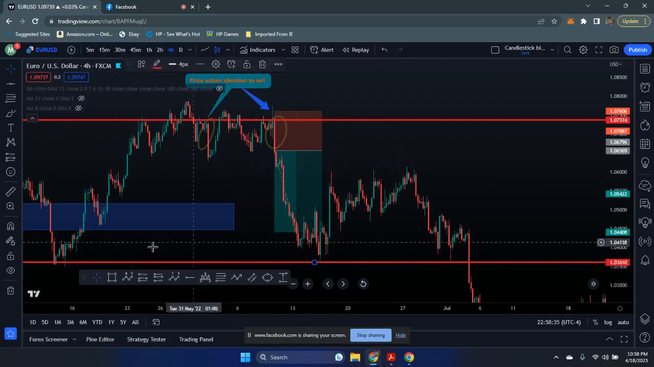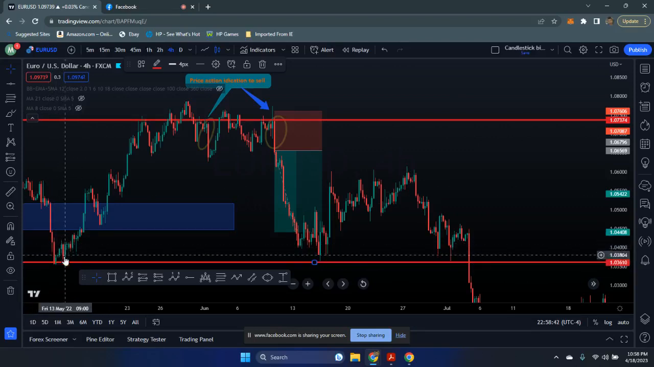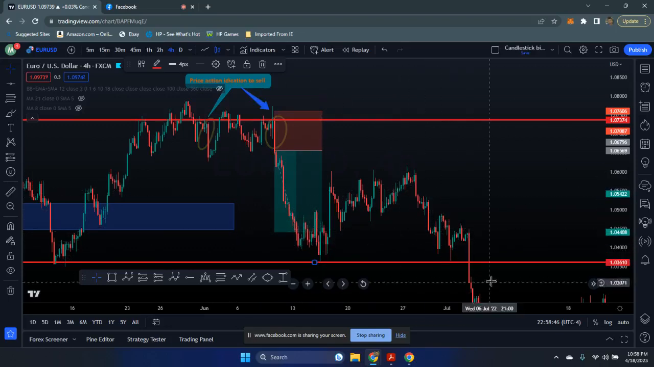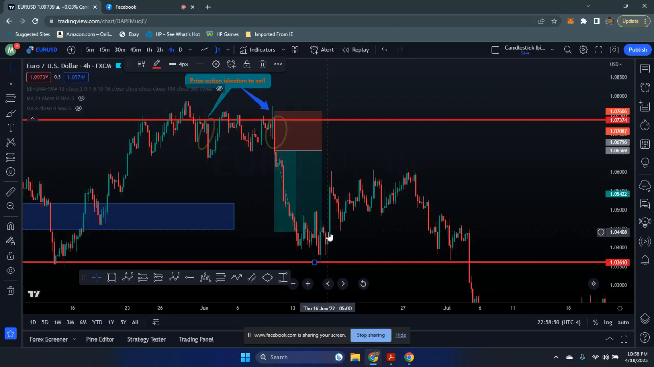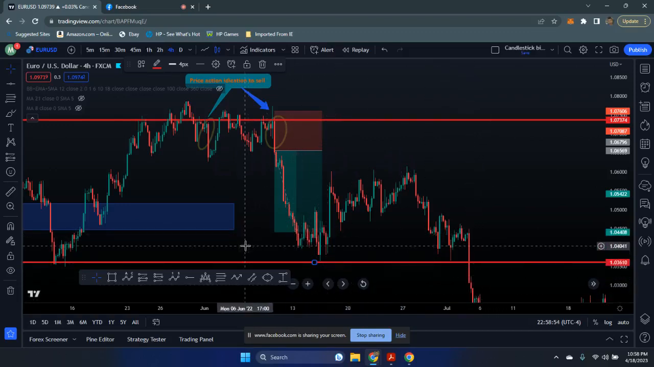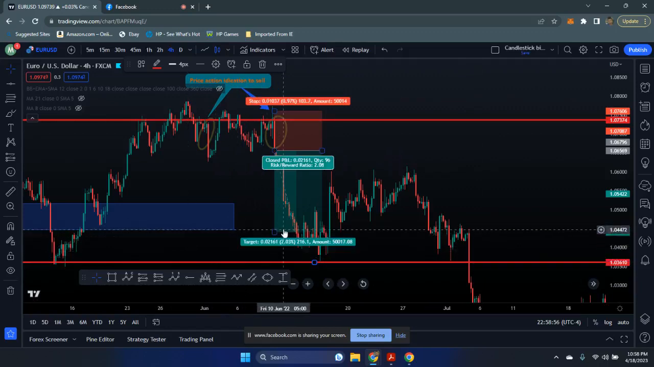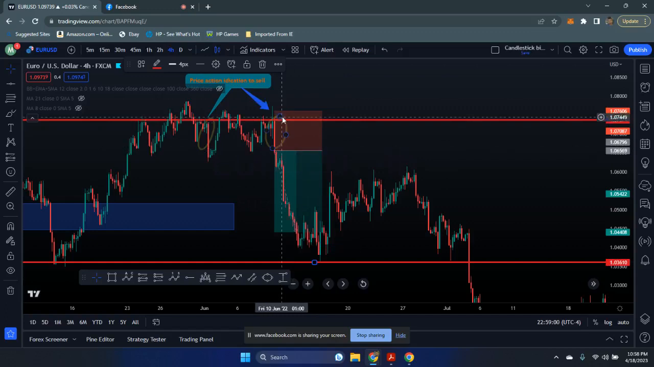I guess it would be right here because every time she came to this level, she came back up, she retested, she came back up, she came down, she went back up, and then she finally broke out as well. It probably could have been right here because once that bearish engulfing formed, we probably could have gotten in. But anyways, this is actually a 2 to 1.